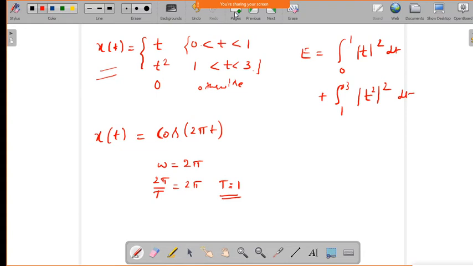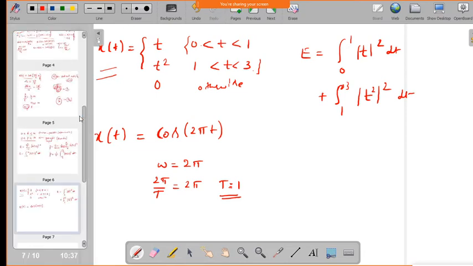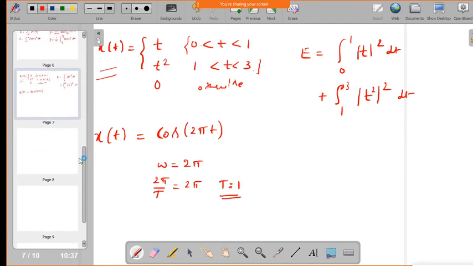So now after that, what have we discussed? We have discussed the basic operations on the signals, right. So what are the basic operations we need to do?